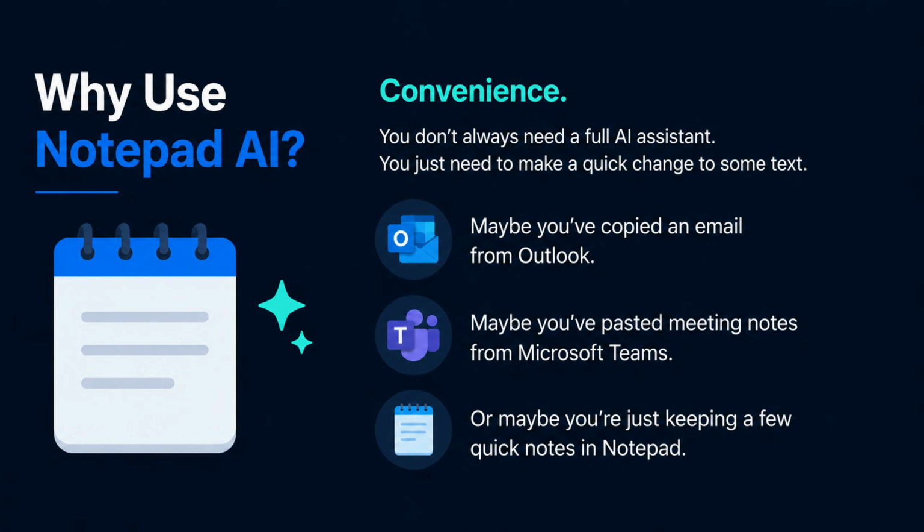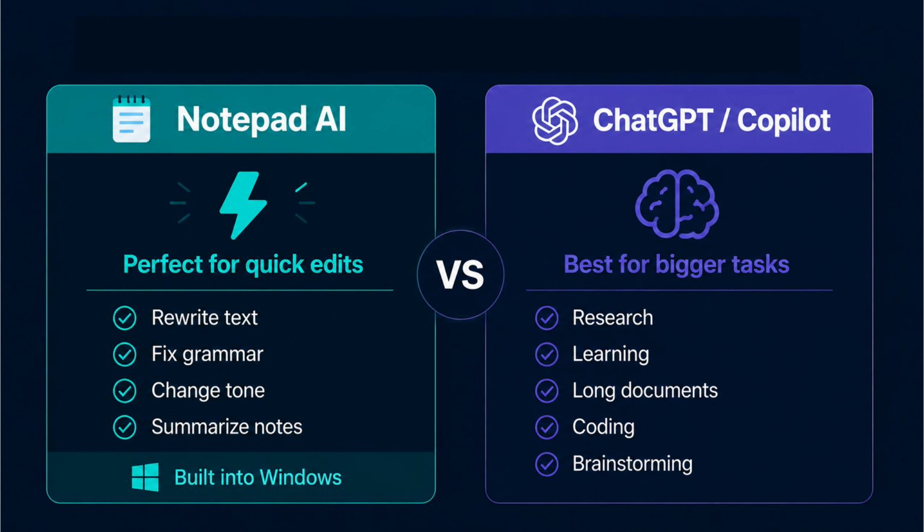Now, you may be wondering, why would I use Notepad AI when I already have ChatGPT or Microsoft Copilot? The answer is convenience. Sometimes you don't need a full AI assistant. You just need to make a quick change to some text. Maybe you copied an email from Outlook, maybe you pasted meeting notes from Microsoft Teams, or maybe you are just keeping a few quick notes in Notepad. Instead of opening another app, you can edit, rewrite, or summarize your text right where you are. That's what makes Notepad so useful.